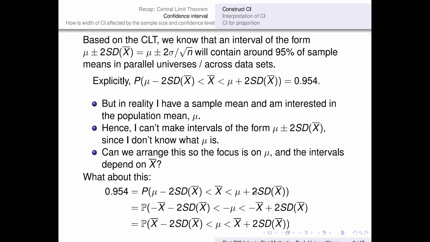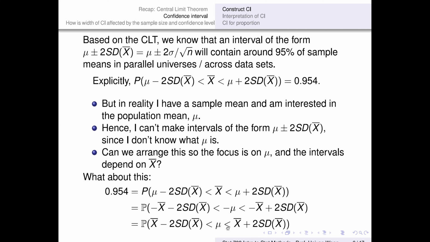The next step is that we subtract mu on every side, and then we remove the mu, and then mu becomes the center here. Negative mu is between these 2 bounds, and then we multiply by -1 and switch the direction of the inequality. Then what we get is that this mu is between the X bar plus or minus 2 standard deviations of X bar. That gives us the same probability of 0.954.